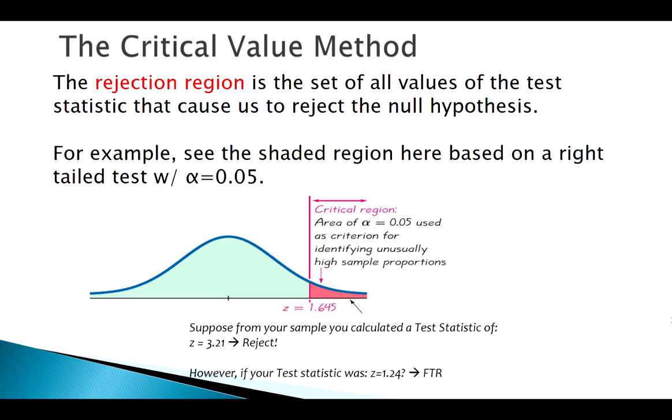So what if I did the math and got a test statistic of 3.21? Well, 3.21 would fall over here, so I would reject. Or what if I had a test statistic of 1.24? 1.24 would be in here, so I would fail to reject. So that's how our critical value method lets us make our decisions.